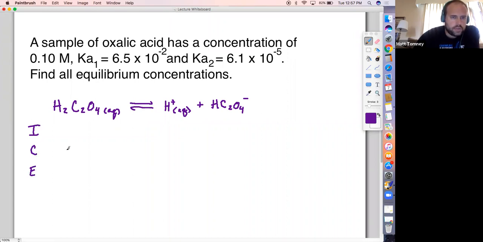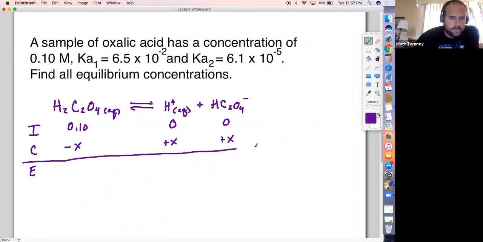Okay, and while we're doing this, we will implement the 5% rule so you get more exposure to that. So when we start here, we have 0.10 per the problem's information, 0 and 0. The change is going to be minus x, plus x, plus x. And then the equilibrium is going to be 0.10 minus x. Again, nothing should be shocking here.